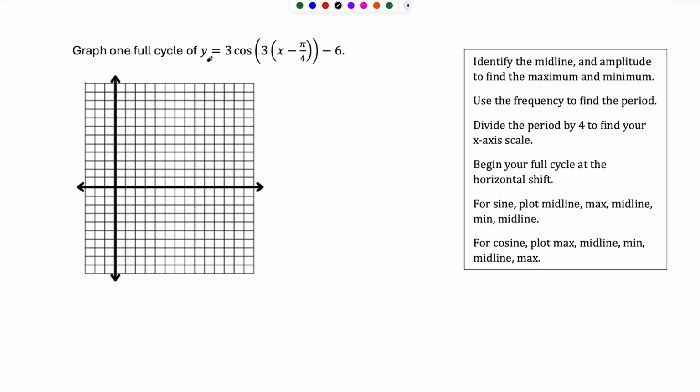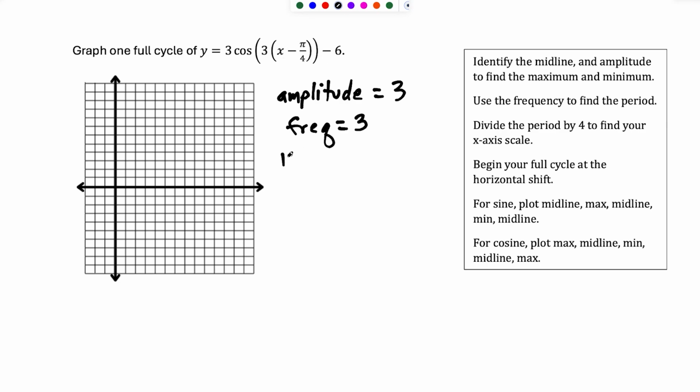For this next example here, we're going to graph one full cycle of this cosine curve defined by this equation. So first I'll find the amplitude, and our amplitude is equal to 3. Okay, so that's the coefficient of cosine here. That's going to tell us our amplitude. And then next I'll find the frequency, which is the coefficient of x on the inside. So our frequency is also equal to 3.